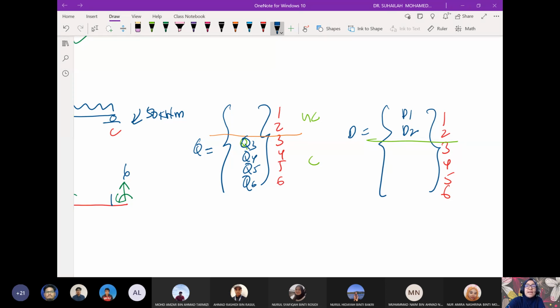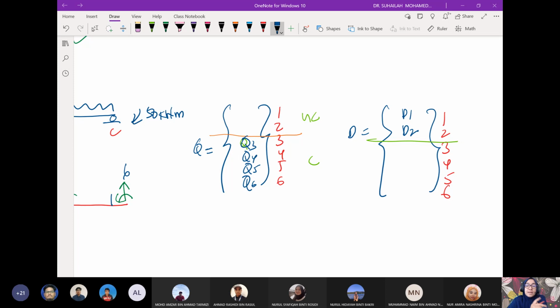Unknown displacement and unknown reaction. Unknown displacement, where is it? In unconstrained system. Unknown reaction, where is it? In constrained system. Okay, so yang tinggal yang baki kosong tu, baki yang belum letak value tu, nak buat apa tu? Nak letak apa kat situ? Apa nak letak dekat yang tinggal kosong tu? Zero.